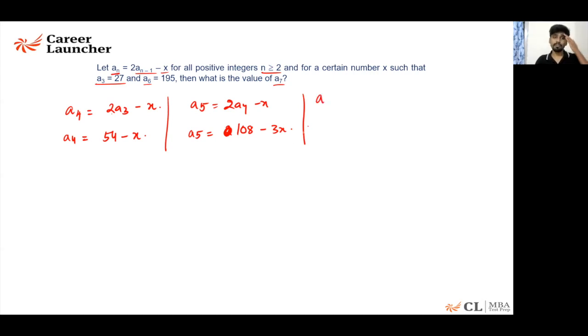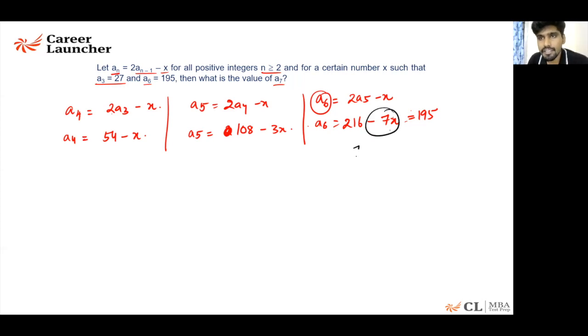108 minus 2x minus x, so 108 minus 3x. A5, A6 should be equal to 2a5 minus x, which is equal to 2 times 108, 216 minus 6x minus x, minus 7x. This is equal to 195, because a6 is given as 195. So the moment we have arrived here, you can find 7x is equal to 21, x is equal to 3.